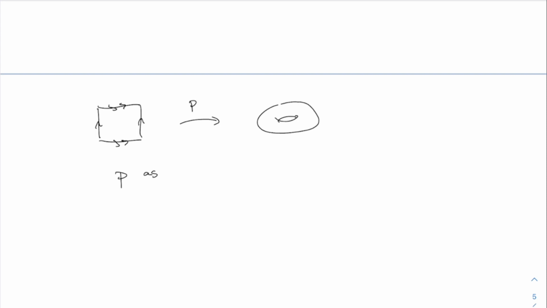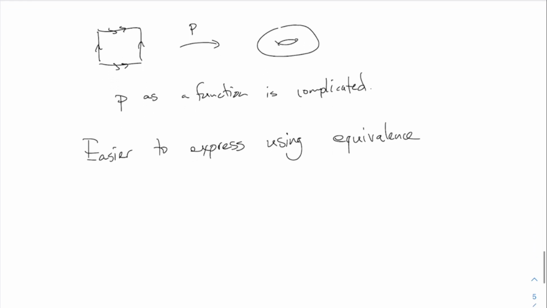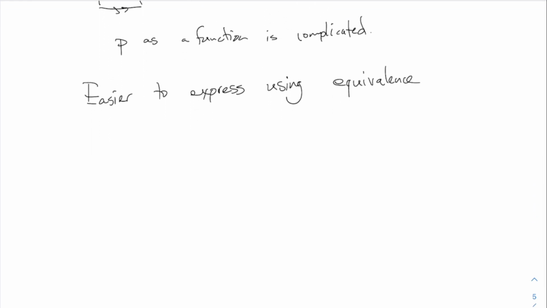Let me just say, P as a function is complicated and not really worth it. Like you don't actually, for the most part, care about what the formula for the function P is. It is easier to express using equivalence relations. So this is what I'll give you a little preview today. We'll talk about this more next time. Easier to express using equivalence relations.